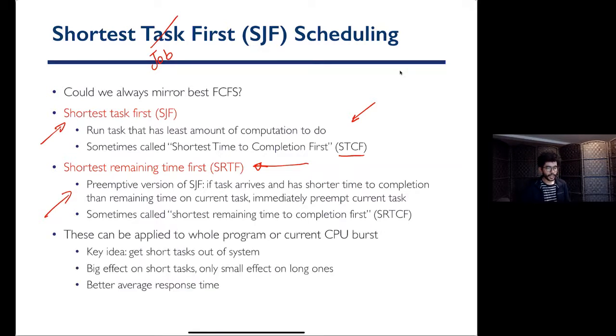Now, going back to the model that we had for our tasks, where they would do a CPU burst and then go for I/O and then come back for a CPU burst and so on and so forth, we're going to apply this to each CPU burst. So every time a task goes for I/O, it's gone. We're not going to consider that. When they come back, we look at their next burst and we compare the length of the next CPU burst among all the tasks that we have.